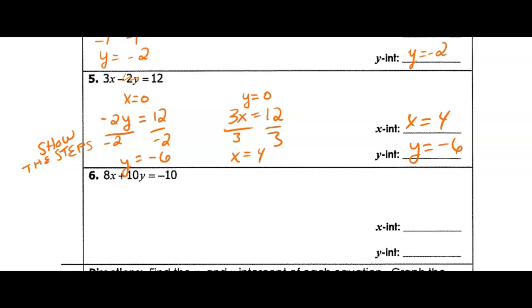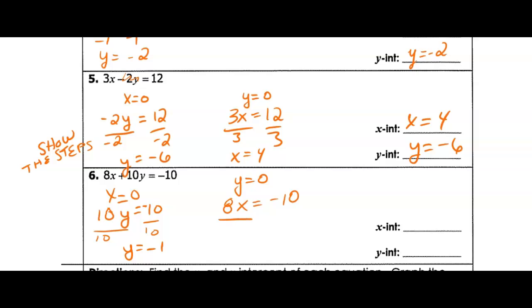And last one for the day. A little bit trickier just because you're going to have a decimal in one of these, but when x equals 0, 10y equals negative 10. Should get your negative in there. And when y equals 0, 8x equals negative 10. So over here, I divide by 10. Y equals negative 1 because I have negative 10 divided by 10.